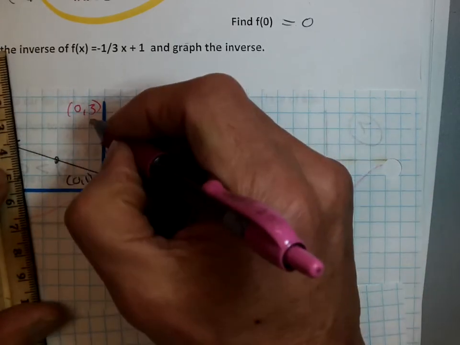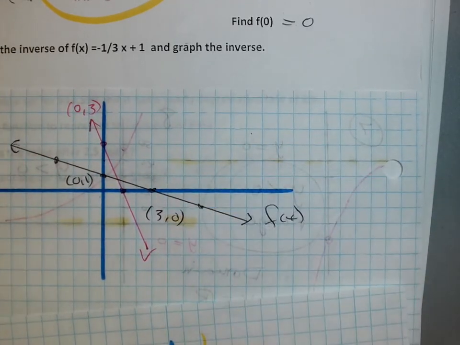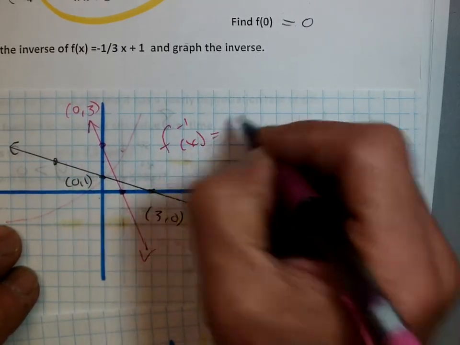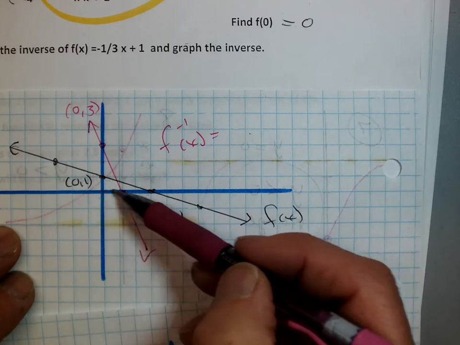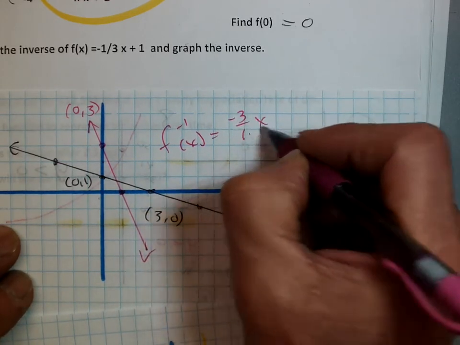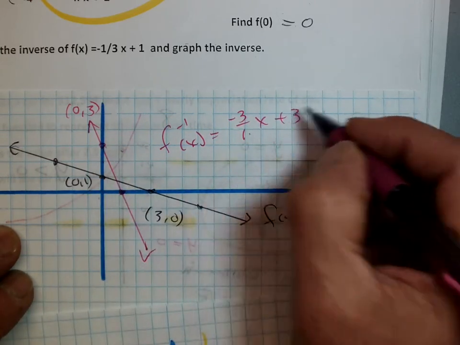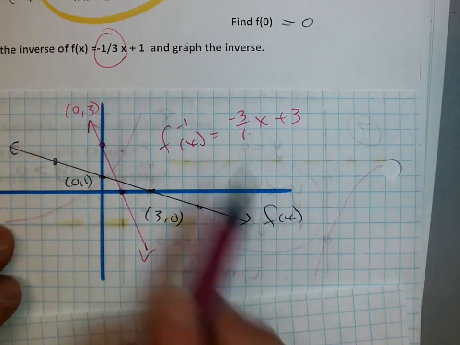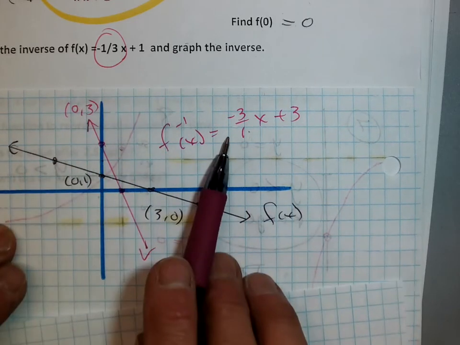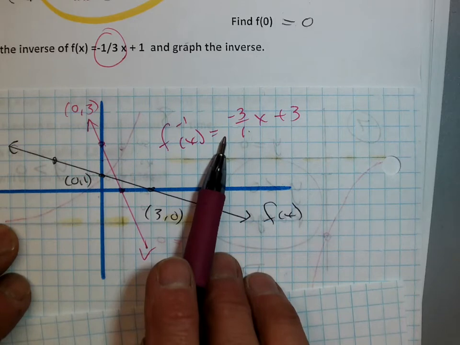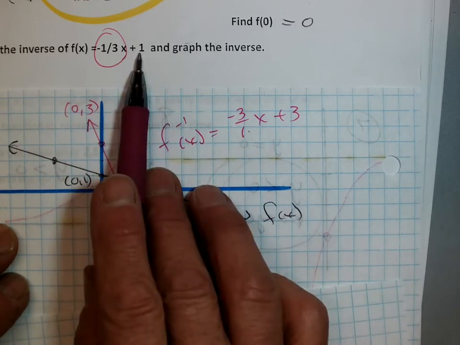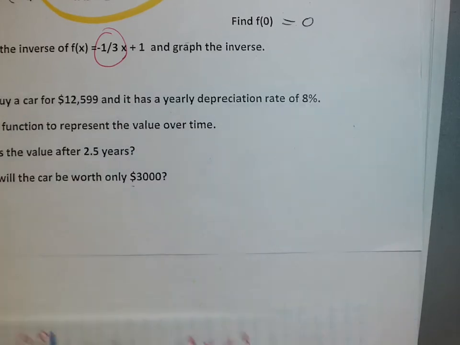there's my inverse, okay? Now, can we come up with the equation of that? f inverse of x equals, well, let's see. Down 3 over 1, so it's negative 3 over 1 x plus 3. And I think somebody once said it's the opposite of that slope, right? Negative 1/3 becomes negative 3 over 1. Awesome. But not the opposite, right, the y-intercept changes. You have to be careful on the y-intercept. Good point. Okay, we're almost done.